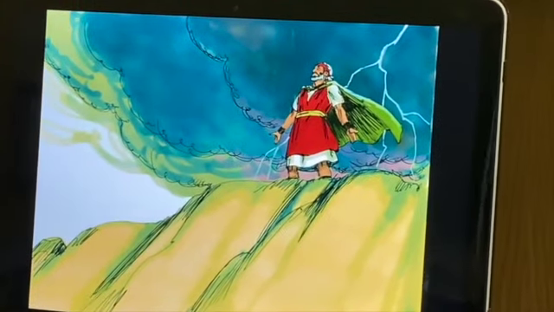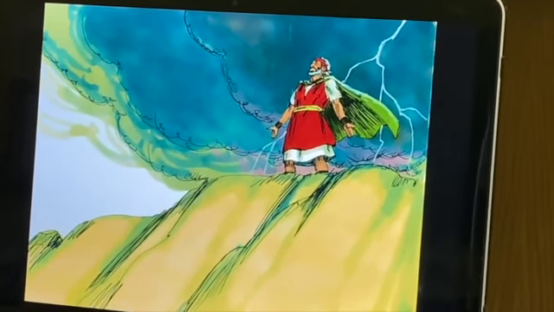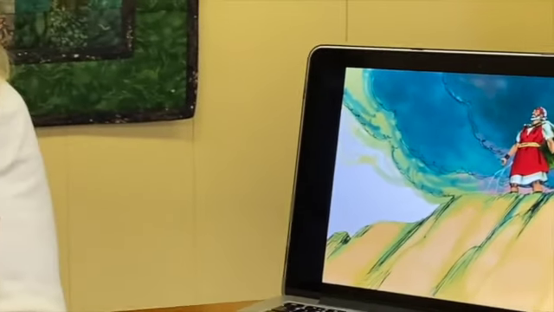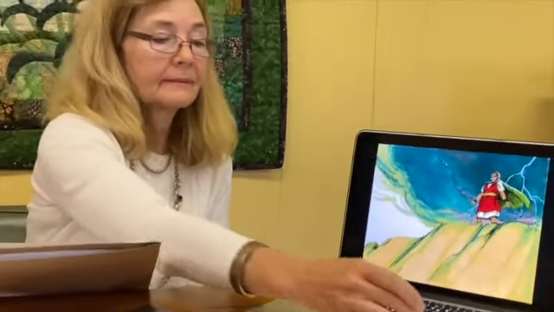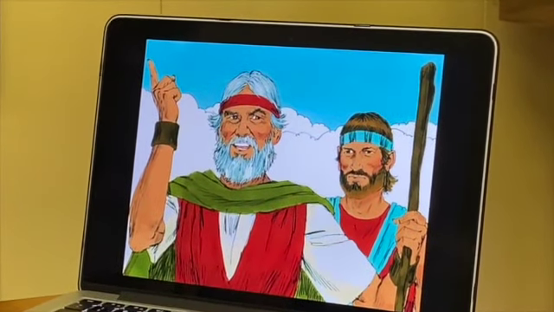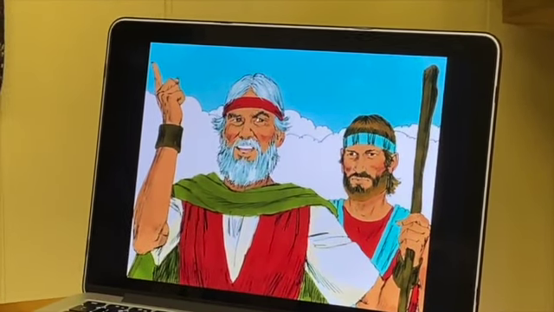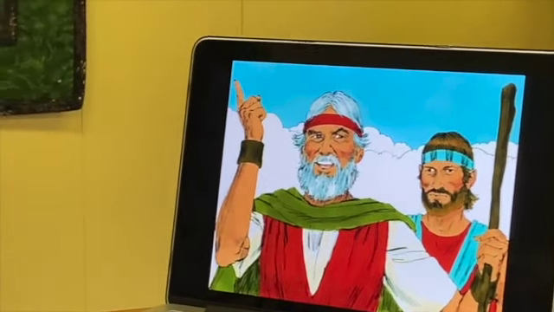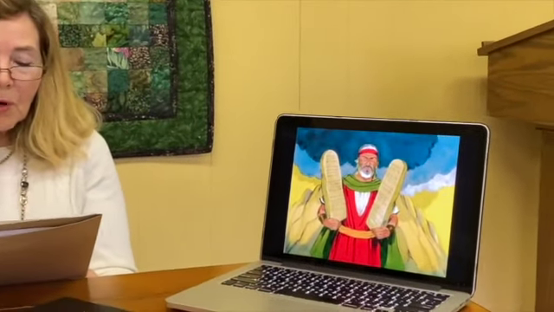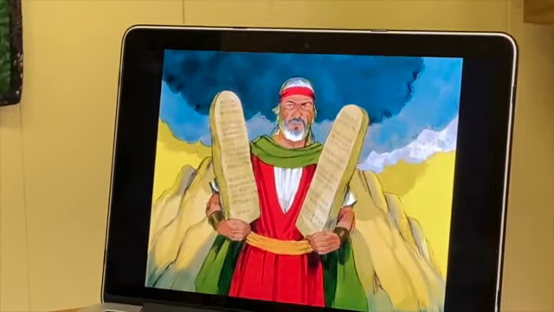Then God spoke to Moses. He gave Moses 10 commandments that he wanted his people to obey. Moses' appearance changed after speaking to God. His face glowed and his hair changed. God wrote the commandments on stone tablets.